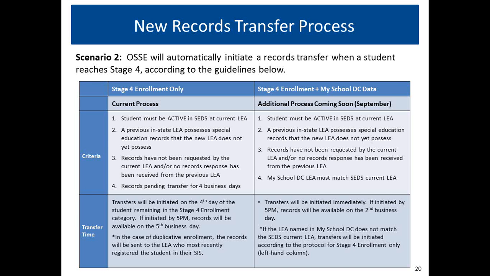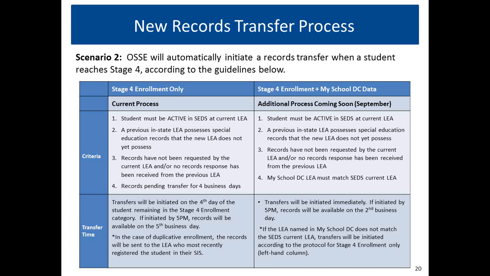So we're working on this here at OSSE, that when a student reaches stage 4, so when they are enrolled at your LEA, and when the information in My School DC is accurate, and that means My School DC says the student is at the same LEA that SEDS shows the student being at with the white check mark, when that's a match, then we don't have to wait 4 days. We can immediately initiate the records transfer so that it'll show up on the 2nd business day. So that's going to be a great way to expedite getting those records to you.